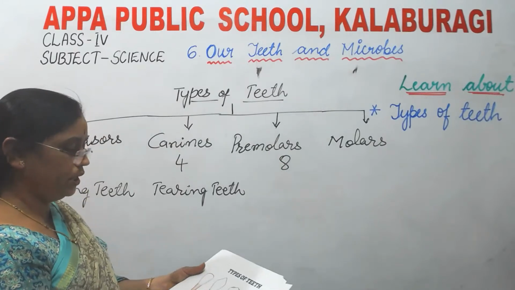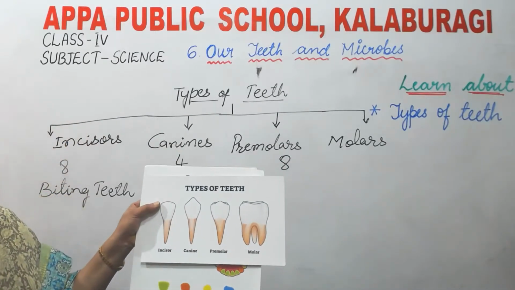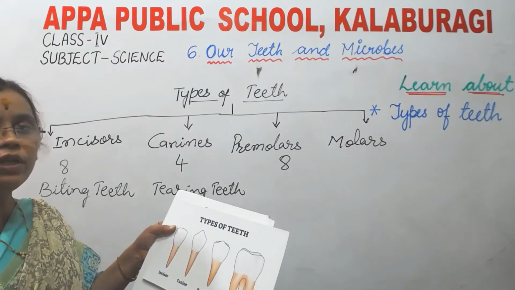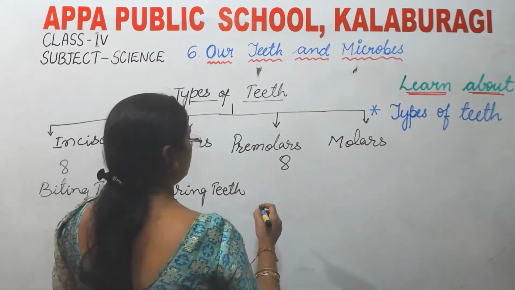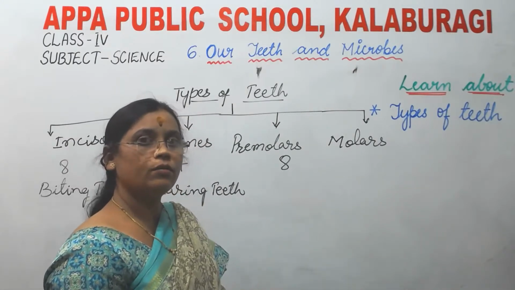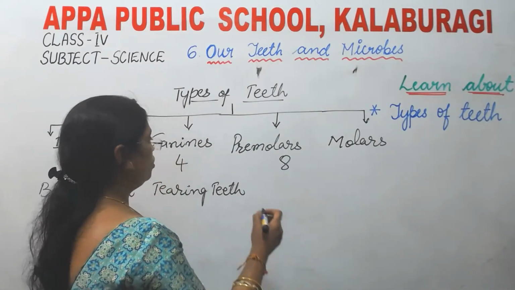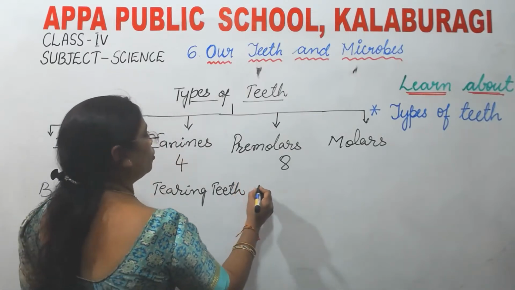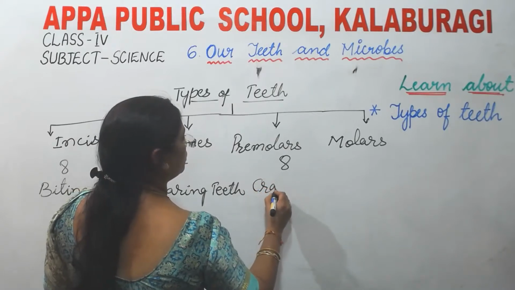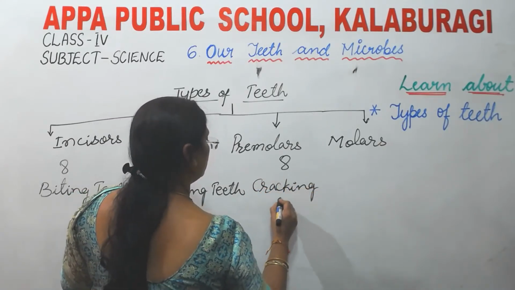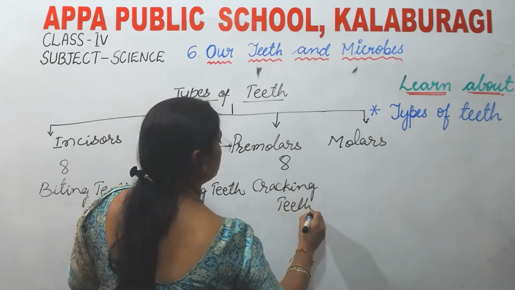And see the structure here. They are broad and flat. So being broad and flat, what is the function of premolars? They help in cracking the food. Cracking means breaking the food into smaller pieces. As they help in cracking the food, they are called cracking teeth.